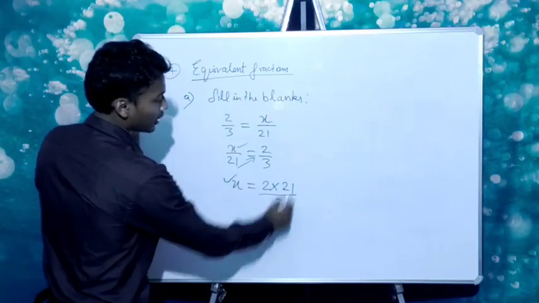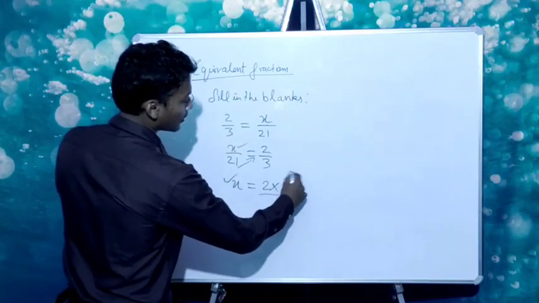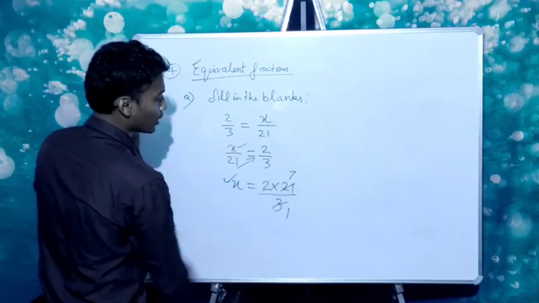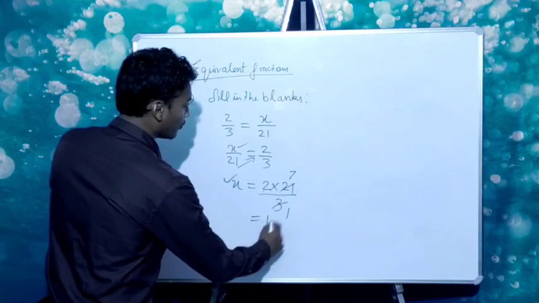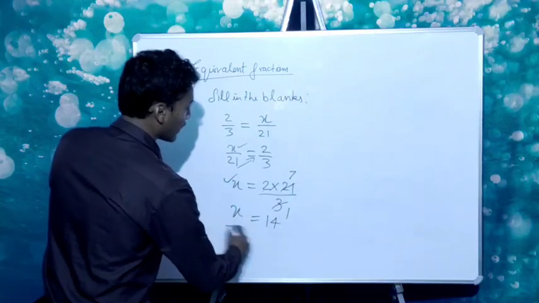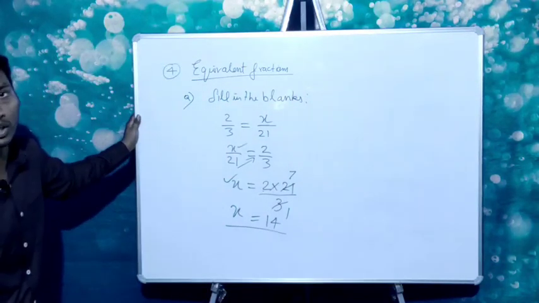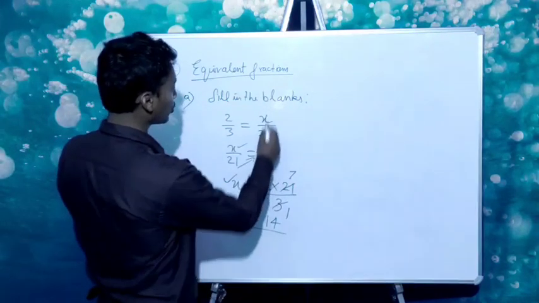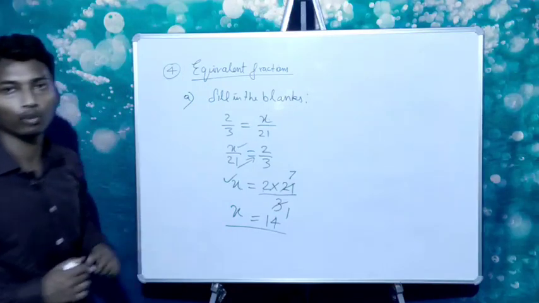So 3 1s are 3 and 3 7s are 21. Now we are left with 2 and 7. So 2 7s are 14. So what is the value of x? 14. Okay, so here the numerator will be 14.